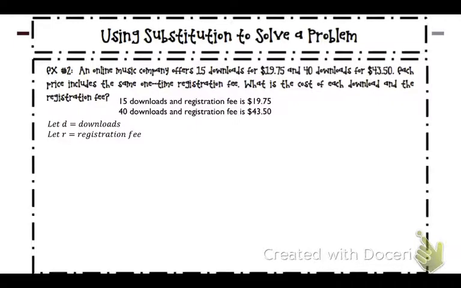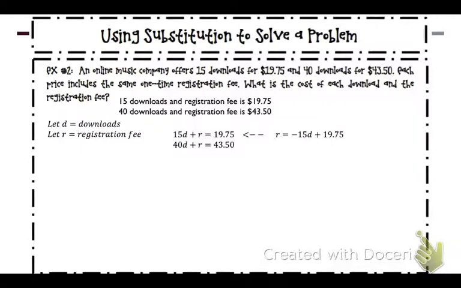So I'm going to let D equal my downloads, and I'm going to let R equal the registration fee. So I have 15D, because 15 downloads, plus the registration fee equals $19.75. And then 40D plus R equals $43.50. So 40 downloads plus the registration fee equals $43.50. Now I'm just going to solve that first equation for R.